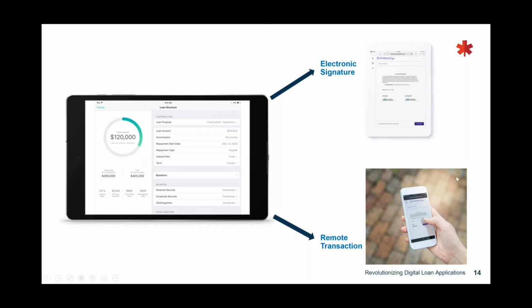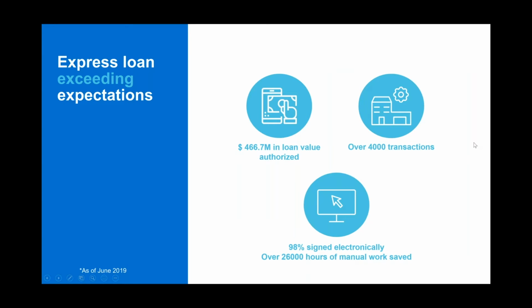There were all sorts of different results. One of the things that happened was they discovered this new way of doing transactions, which was remote transactions. And it ended up giving us, as of June 2019, about $470 million in loan value that was authorized, over 4,000 transactions, and 98% of them were signed electronically.